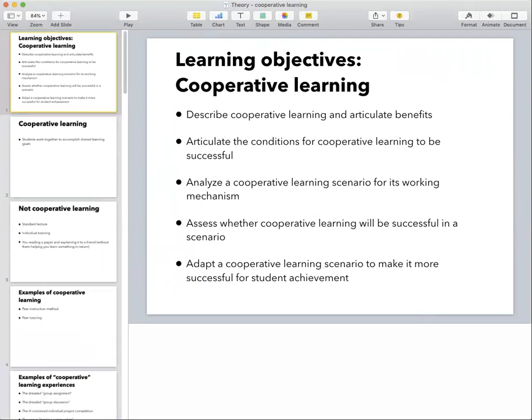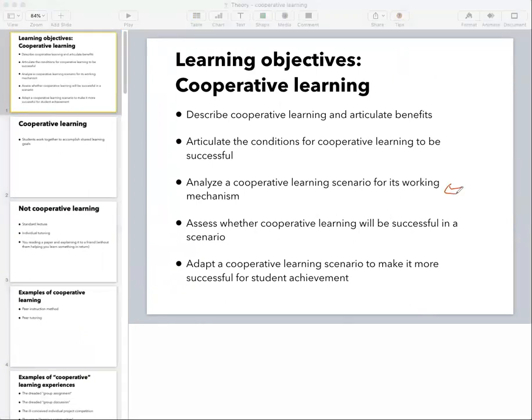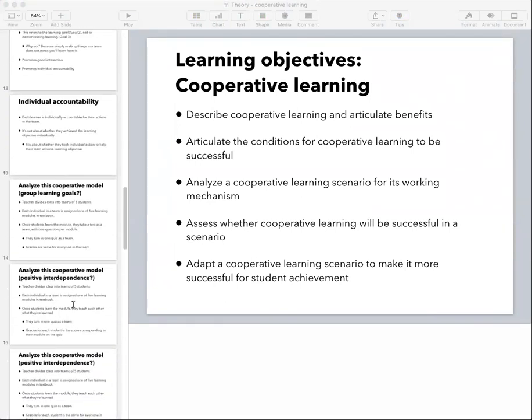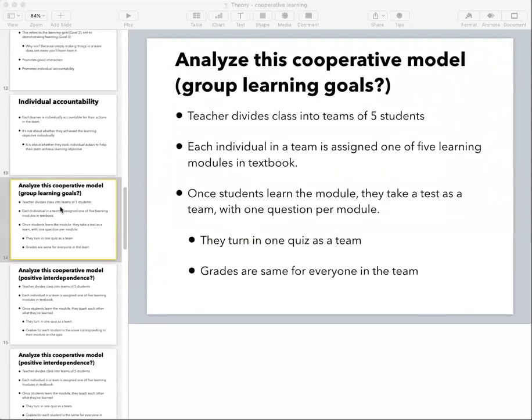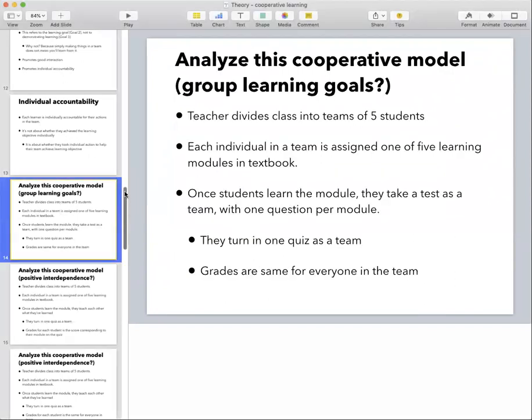So we are over here. We're going to analyze a couple situations for ferreting out whether or not those situations are cooperative learning, whether they have all of these ingredients, and whether they will be successful. Okay, so let's go ahead and do that now. To do that, here is the first model that we are going to look at.